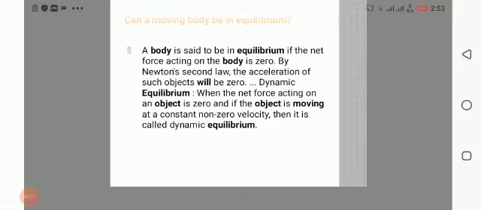There are two types, static and dynamic. Static means a body is at rest. This is static equilibrium. In dynamic equilibrium, the body is moving with a constant velocity. If the body has constant velocity, then its acceleration is zero. If the acceleration is zero, then the net force is also zero. This is called dynamic equilibrium.